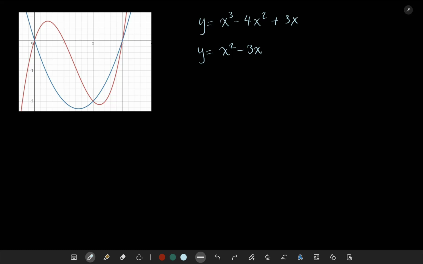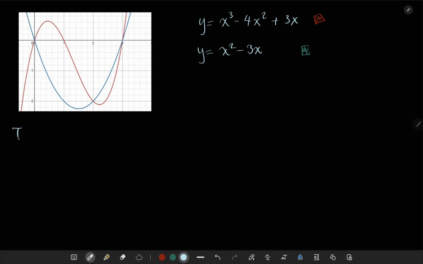All right, let's look at this example. We want the area between the red curve that is going to be given by this cubic function here and the blue curve that is given by this quadratic function here. All right, and so we want to find the area between them. So the first step is to set them equal to each other as we did before.